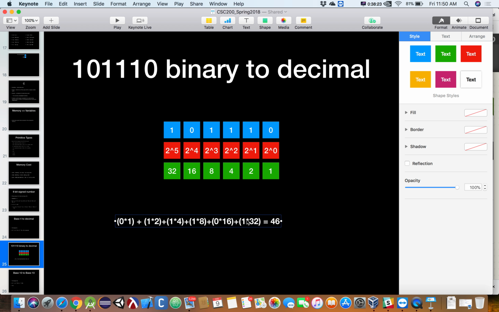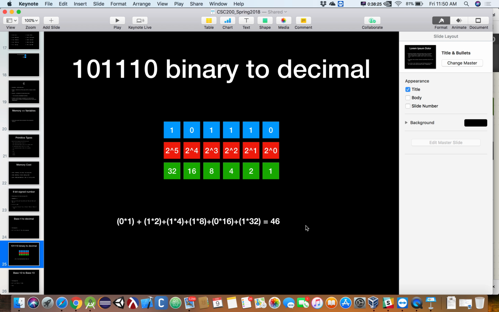So, binary number 101110 is the decimal value 46. So if that was the quiz, how many people would have gotten that right?